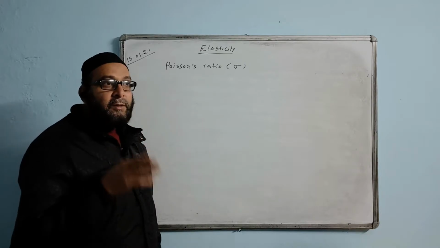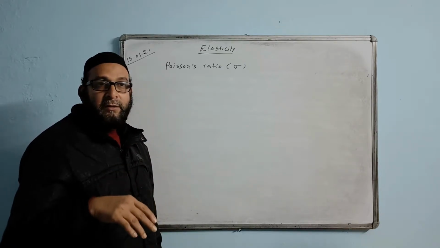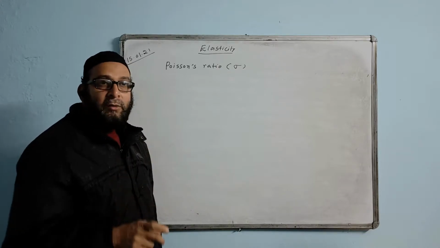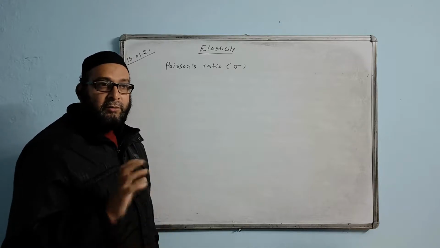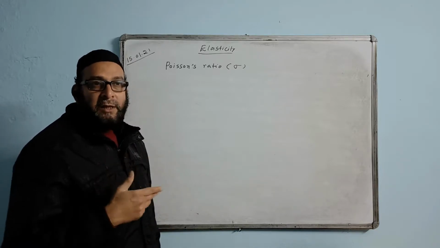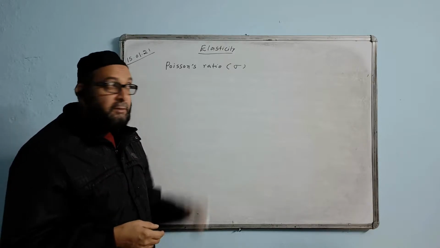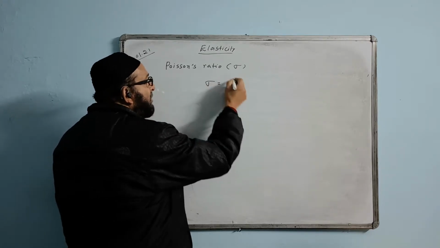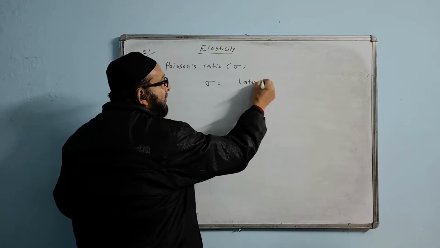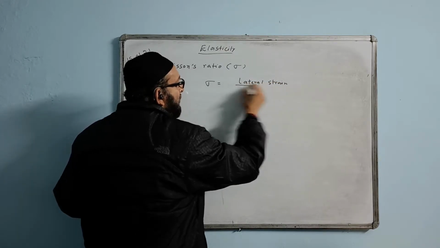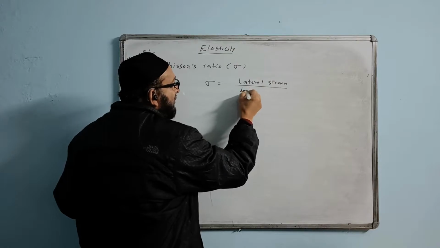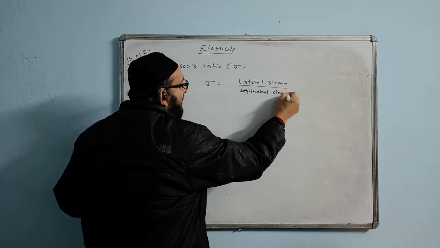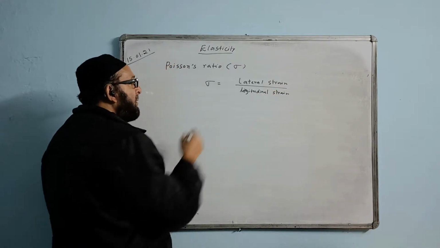The change in diameter per original diameter is called lateral strain. Strain in diameter is called lateral strain, and strain in the length is called longitudinal strain. Longitudinal or lengthwise strain we can also call tensile strain, which I have written in the case of Young's modulus. So Poisson's ratio is the ratio of lateral strain to the longitudinal strain.